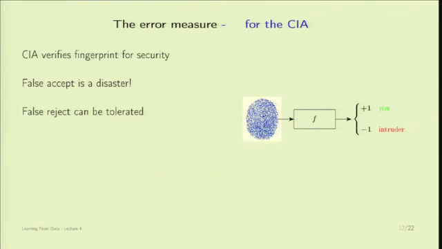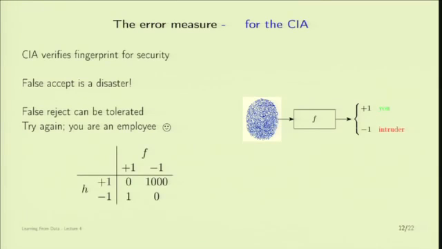False reject in this case can be tolerated. Why? You are not a customer. You are an employee. It's you, but the system rejected you. Okay, just try again and again and again, because you are paid to be here. Okay? Just take the inconvenience and do this in order to save the false accepts. Okay? So in this case, it makes sense that we are going to put the weights in exactly the opposite way, even more extreme. And you will have a matrix that looks like this.